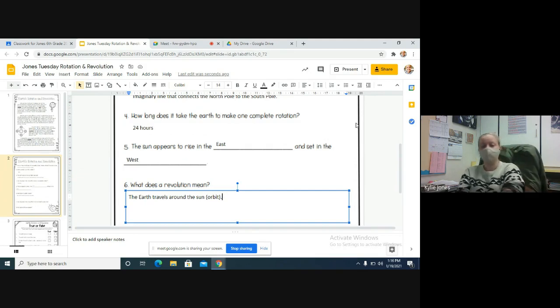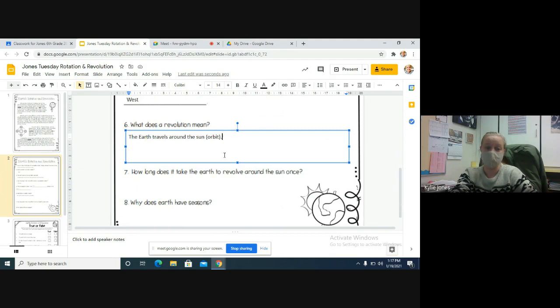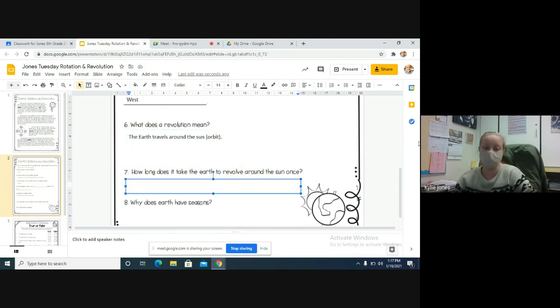Alrighty. Give you a minute on this one. All right. Number 7 says, how long does it take the Earth to revolve around the sun one time? 1 year. Exactly. This is the 1 year, which is 365 days. It's okay if you didn't put the 1/4 either.